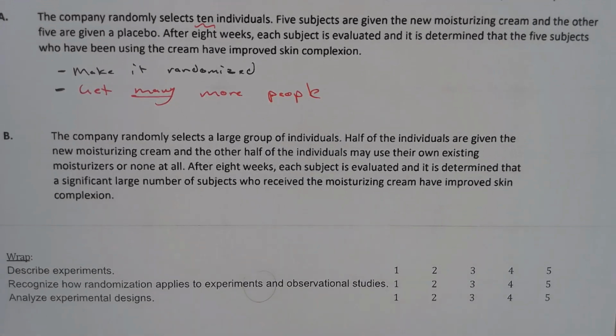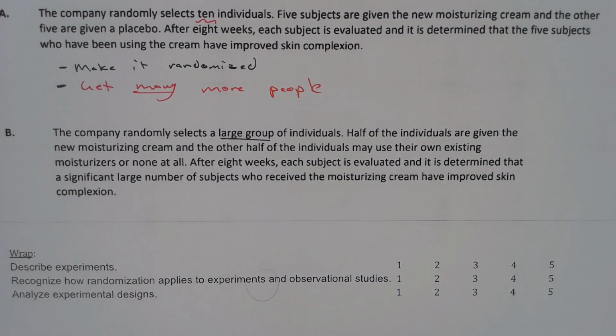Part B. A company randomly selects a large group of individuals. Half the individuals are given the moisturizing cream, and the other half of the individuals may use their own existing moisturizer or none at all. After 8 weeks, each subject is evaluated and is determined that a significant large number of subjects who receive the moisturizing cream have improved skin complexion. Okay, so they solved that first problem. A large number of individuals. Half are given the moisturizing cream, the other half of individuals are using their own or none.